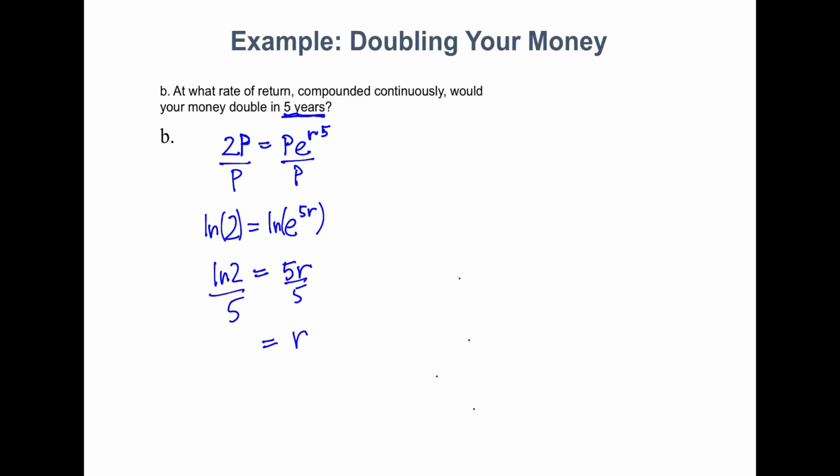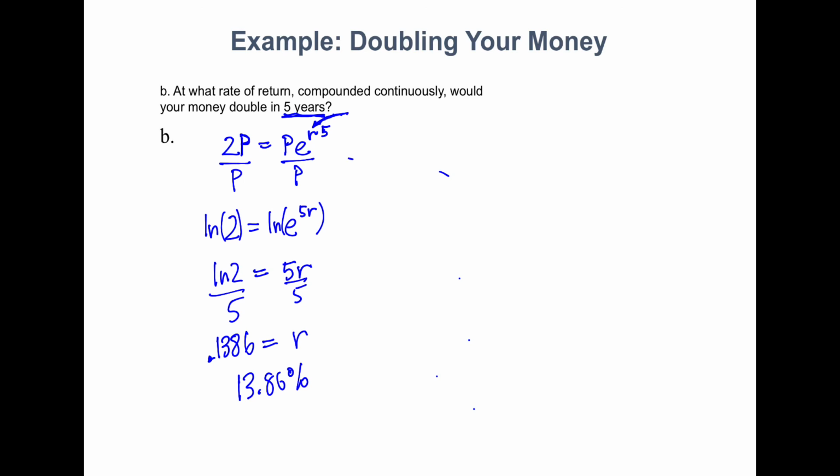I get my r equal to, and this is the amount of the interest that I would need to double it in 5 years, 0.1386. So 13.86% is the percentage return I would need to get in order to double my money. So we can see how the logarithms are something we can use.